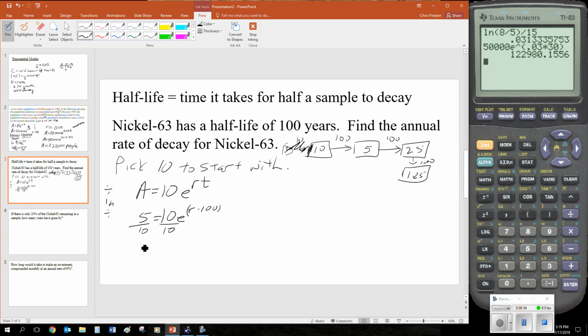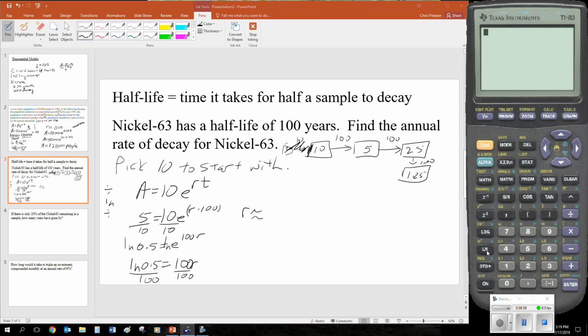I'm going to divide by 10, get a half, equals e to the 100r. I'm going to do the natural log of both sides. Natural log of 0.5 equals 100r. ln and e cancel each other out. And I'm going to divide by 100. And I'm going to get my annual rate of decay for this. Natural log of 0.5 divided by 100. And there's my annual rate of decay.